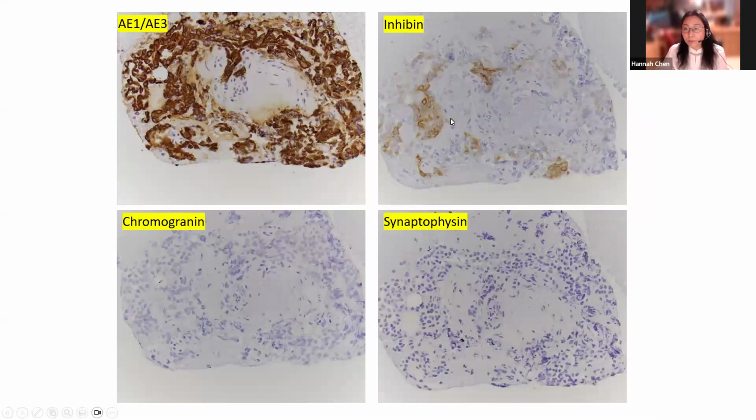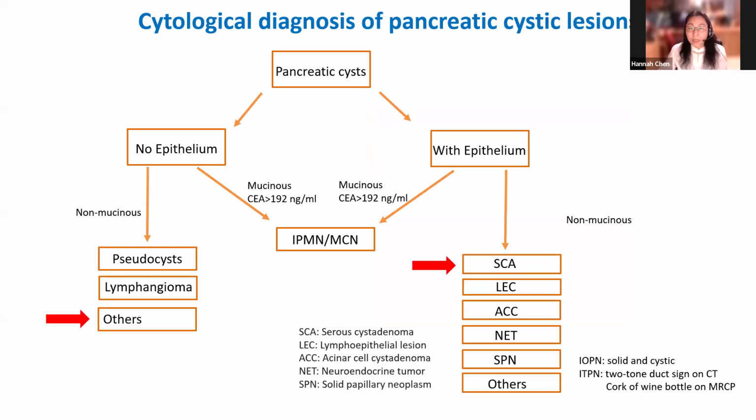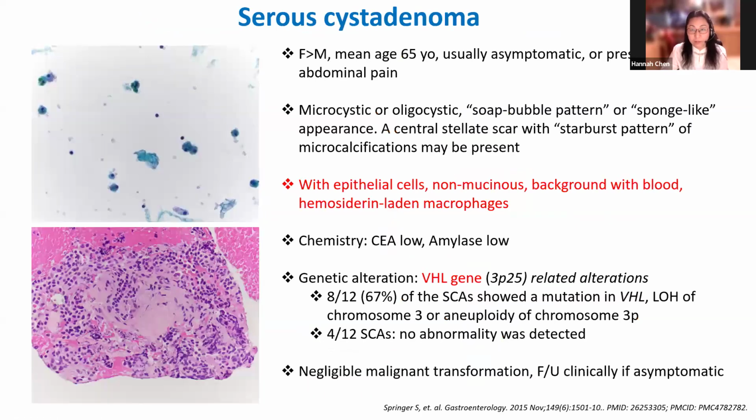These cells are positive for inhibin, negative for chromogranin and synaptophysin. The final diagnosis is most consistent with serous adenoma. Serous adenoma in the majority of cases would show some, even a few, bland cuboidal epithelial cells. The diagnostic algorithm follows here.